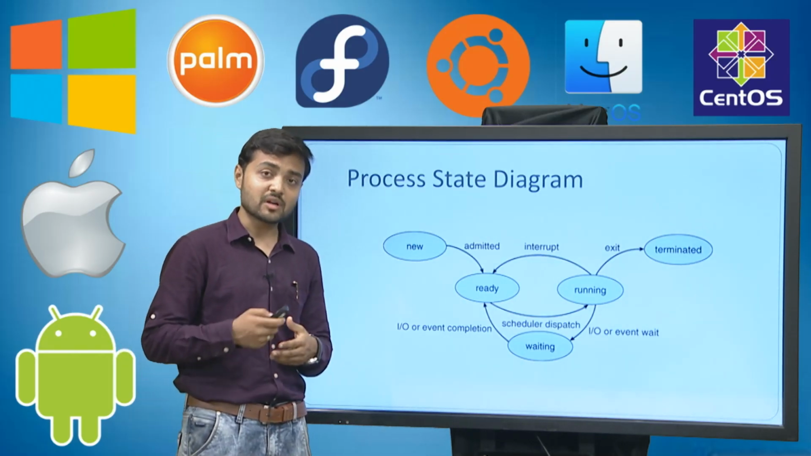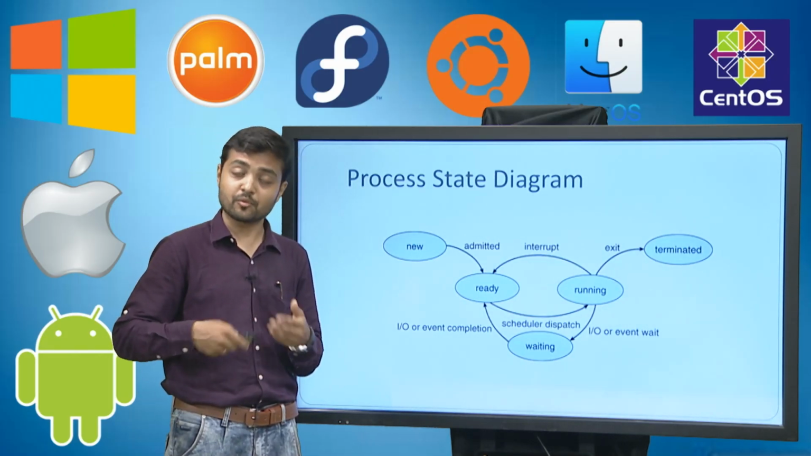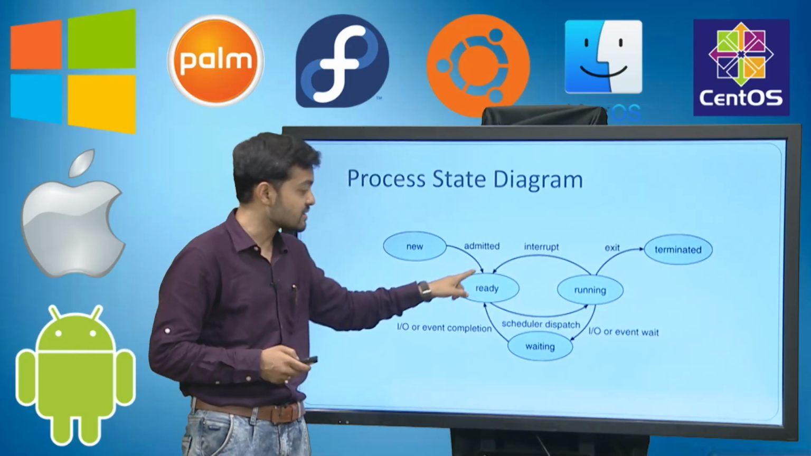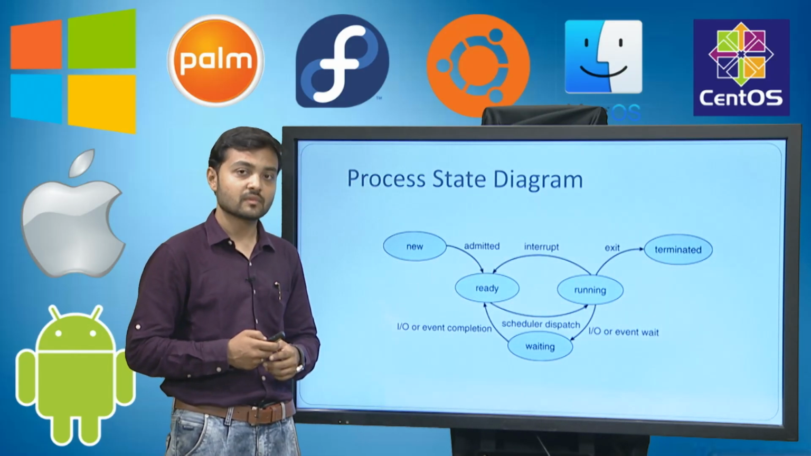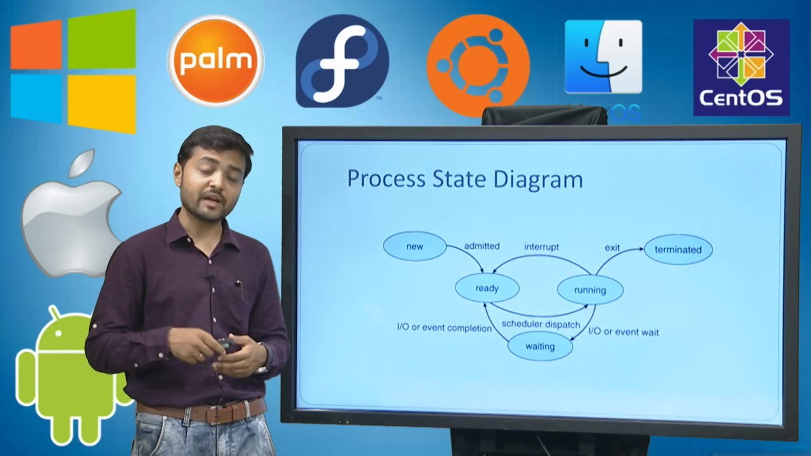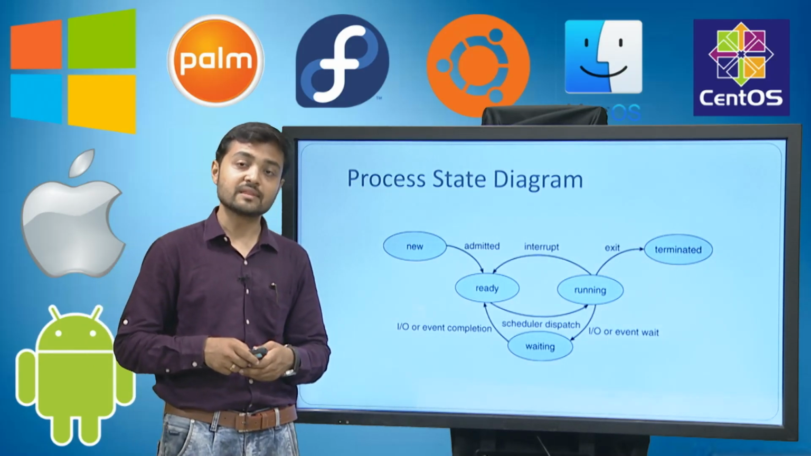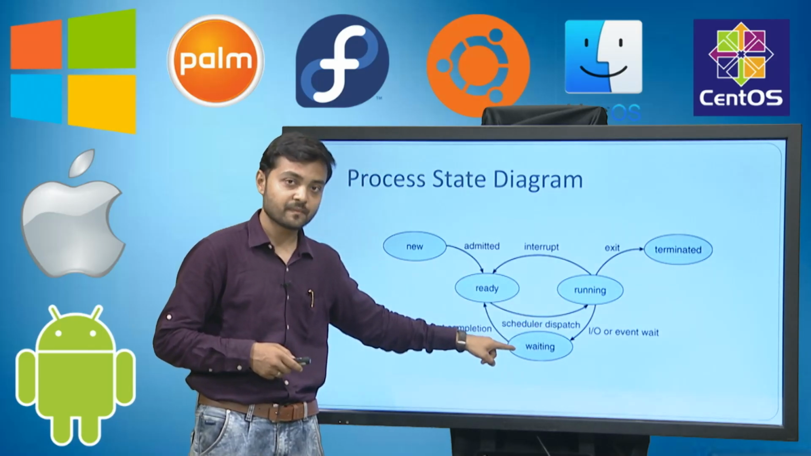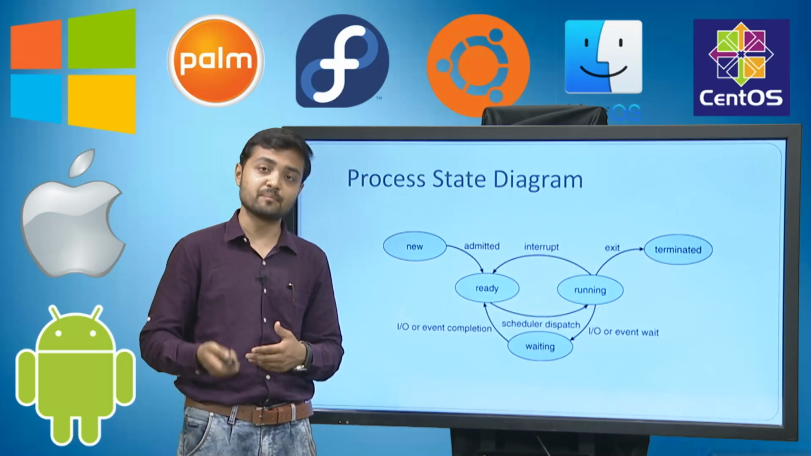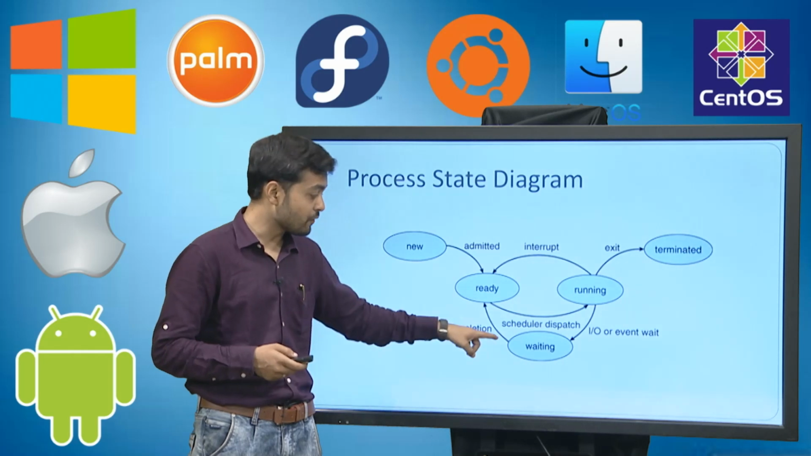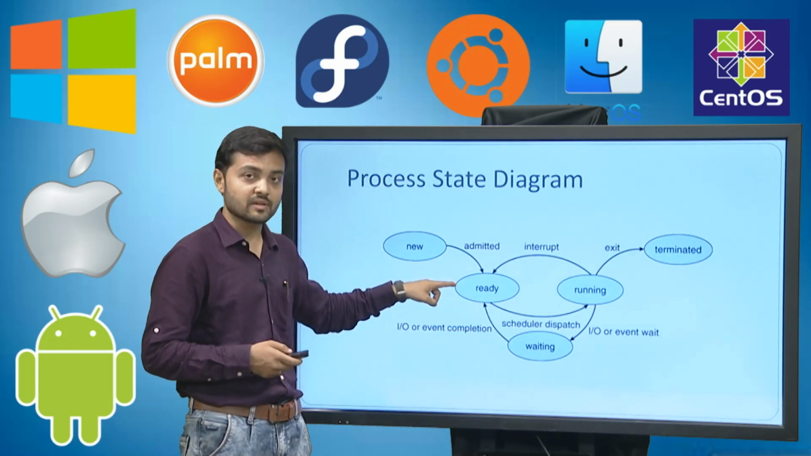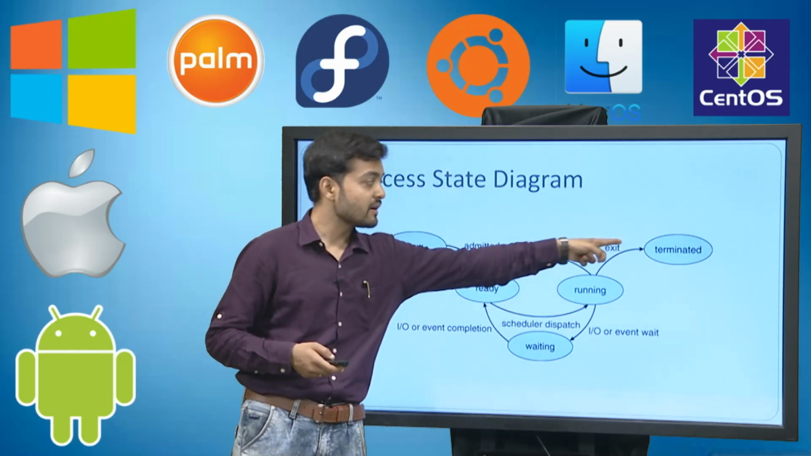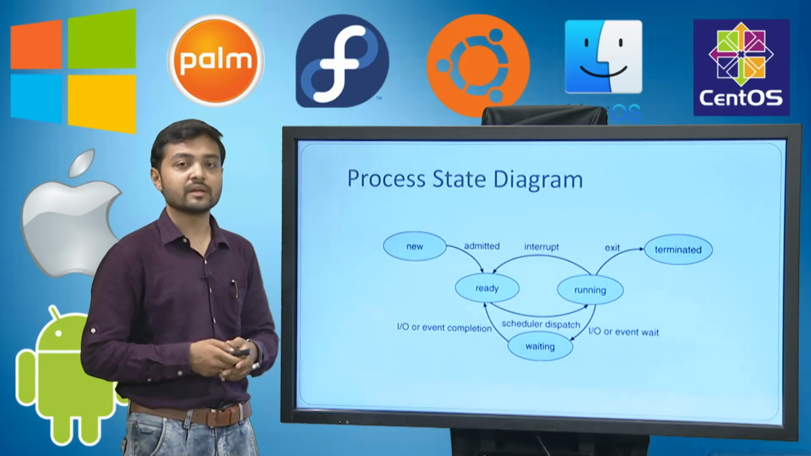When some interrupt comes, the process has to leave the processor and the process will go from running state to ready state. Sometimes a process has to wait for an IO operation. In that case, the process will go from running state to the waiting state, and once the IO operation gets completed, the process will go from waiting state to the ready state. Once the process gets completed, it will exit and go to the terminated state.